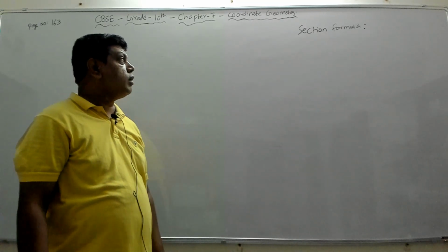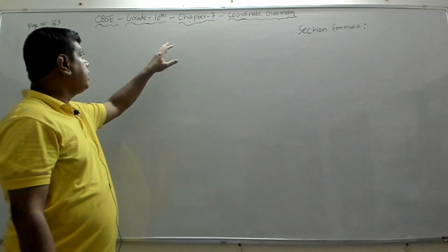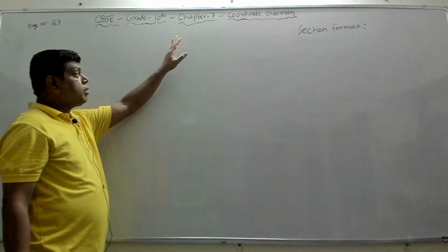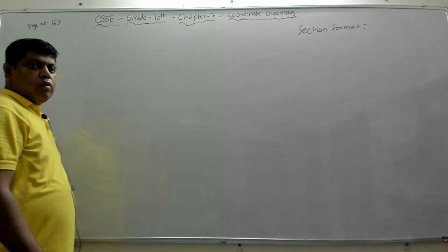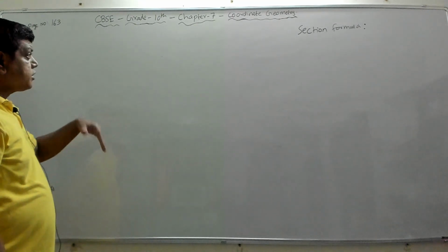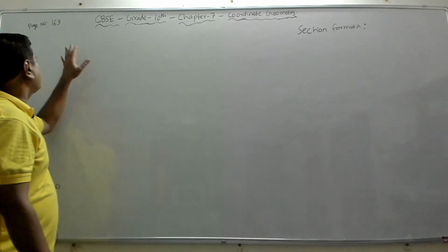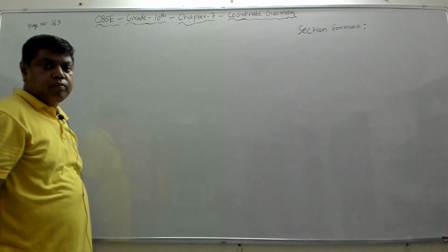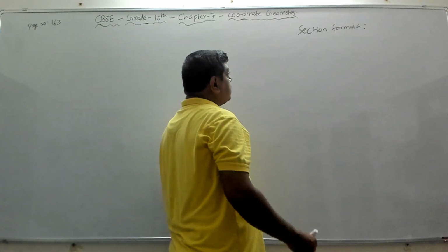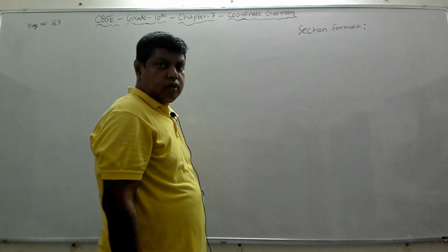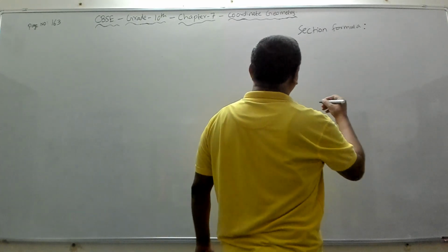In this video, we'll continue with the chapter Coordinate Geometry from your 10th standard CBSE Mathematics, which is chapter number 7 in your textbook. We will start with the next section, which is called section formula, on page number 163 of your textbook. We will learn about section formula in this session and the problems related to section formula. So what is section formula?